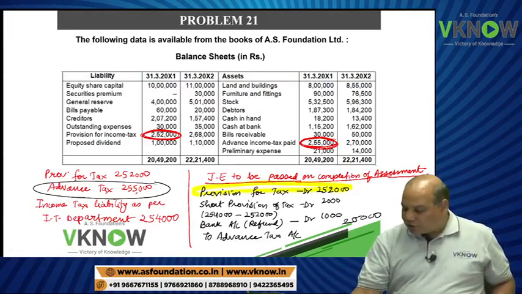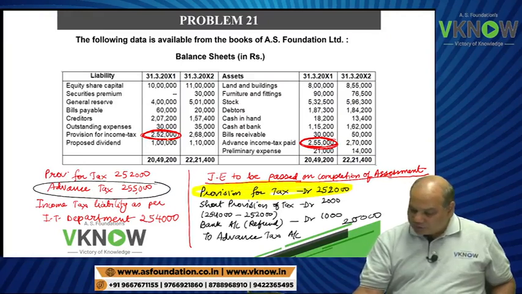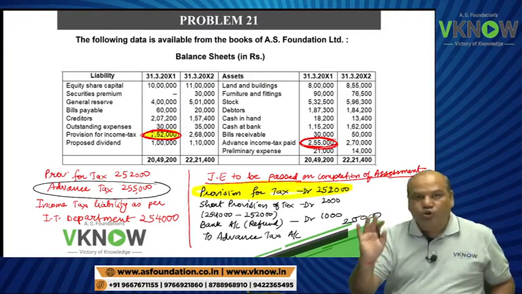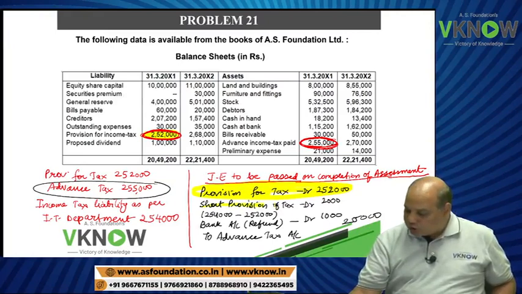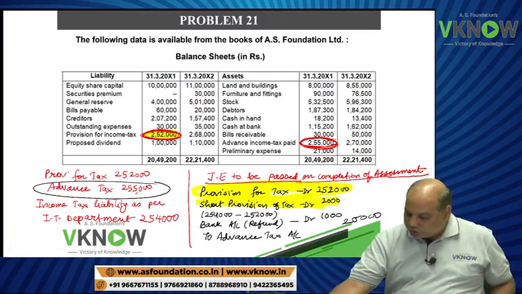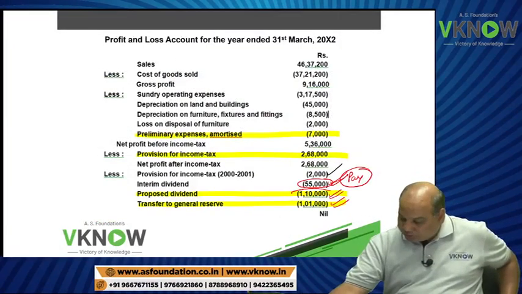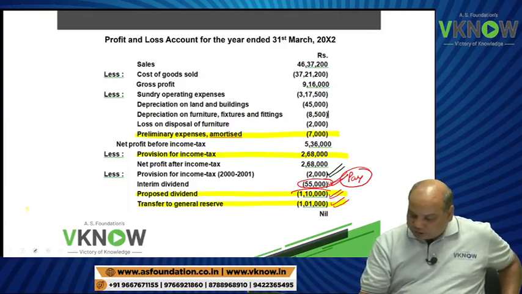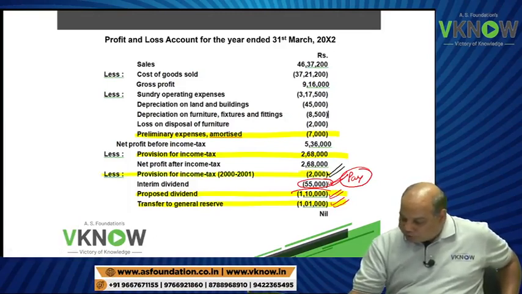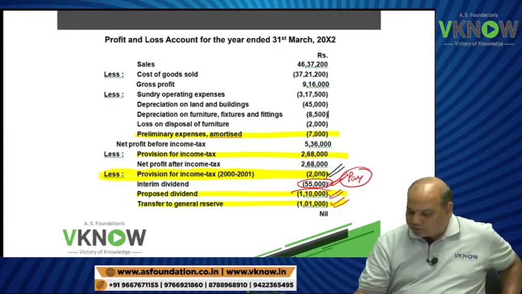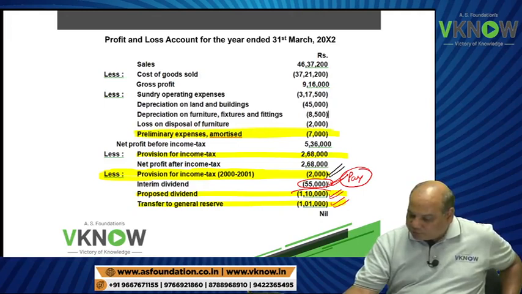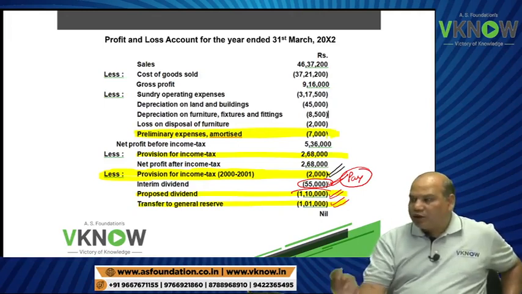Provision for taxation account debit. This account will close. Short provision for income tax debit 2,000. This short provision is ultimately transferred to P&L account. That is appearing in P&L account here. So tick mark this also, this 2,000 rupees short provision, which they have transferred to P&L account. So total 5 items in P&L account, which I have highlighted.